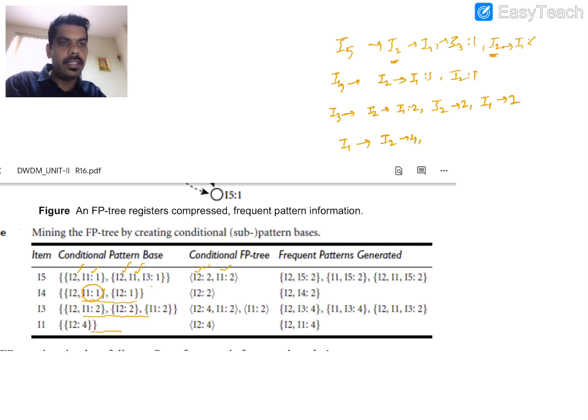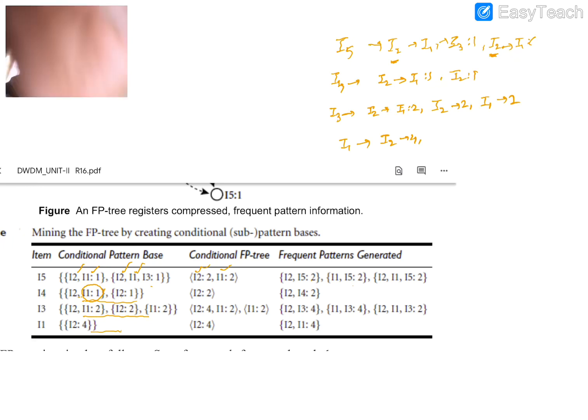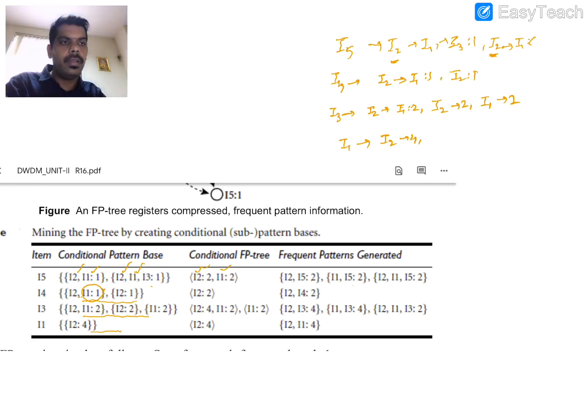And then frequent patterns. So I2 combinations: I2, I5 twice, I1, I5 twice, next I2, I1, I5 twice, right? And next I2, I4 twice, I2, I3 4 times, I1, I3 4 times, I2, I1, I3 2 times, I2, I1, I4 4 times. This is the way we are going to generate the frequent patterns. So these are the frequent patterns which are generated.